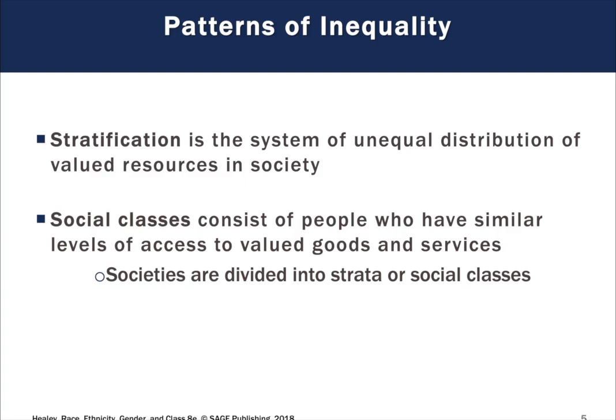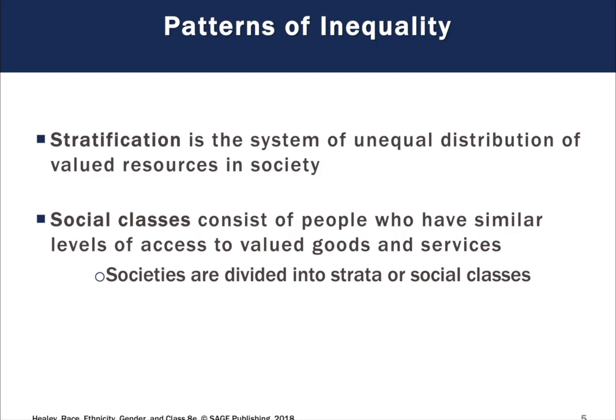So what are those patterns of inequality that the authors talk about? Well, social stratification, or stratification, is one of those things. Stratification is the system of unequal distribution of those resources that are valued by society. What we can see in the United States is there is stratification that happens around race, around class, around gender. There is social stratification, economic stratification. So there is this history of unequal distribution of valued resources within the society.